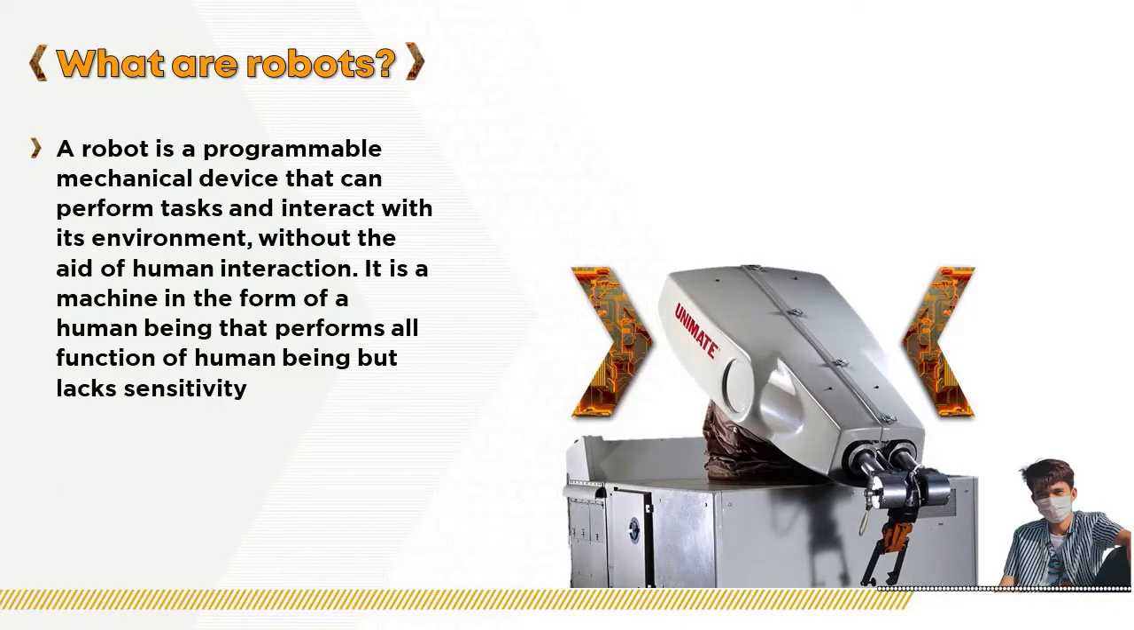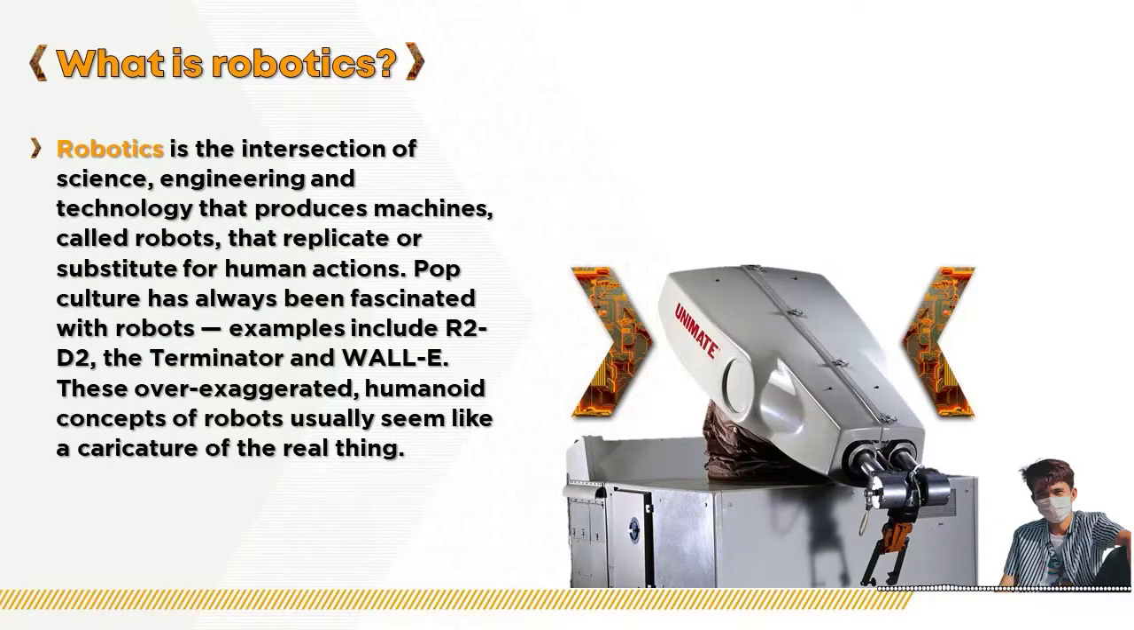So what are robots? A robot is a programmable mechanical device that can perform tasks and interact with its environment without the aid of human interaction. It is a machine in the form of a human being that performs all functions of a human being but lacks sensitivity. What is robotics? Robotics, on the other hand, is the intersection of science, engineering, and technology that produces machines called robots that replicate or substitute for human actions. Pop culture has always been fascinated with robots. Examples include R2D2, The Terminator, and Wall-E. These over-exaggerated humanoid concepts of robots usually seem like a caricature of the real thing.